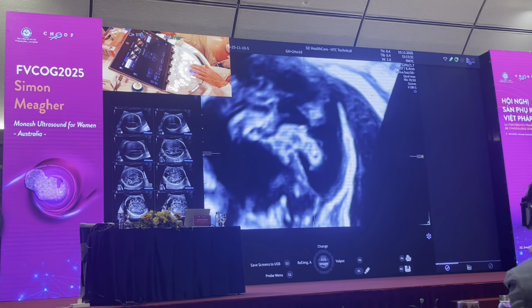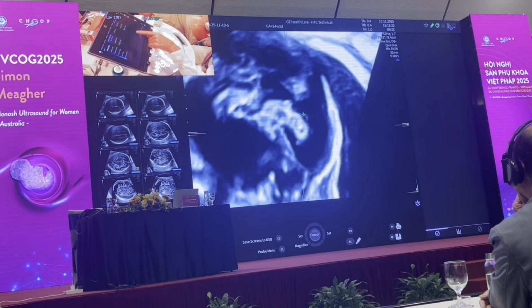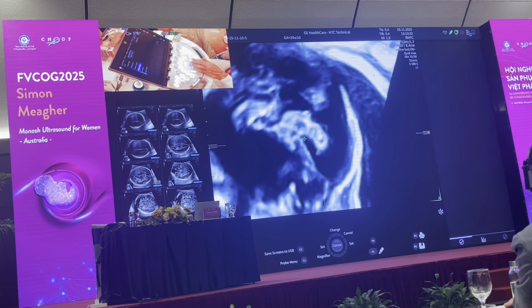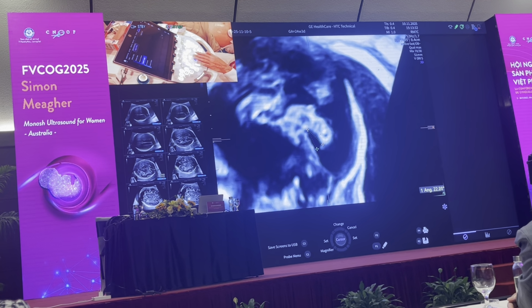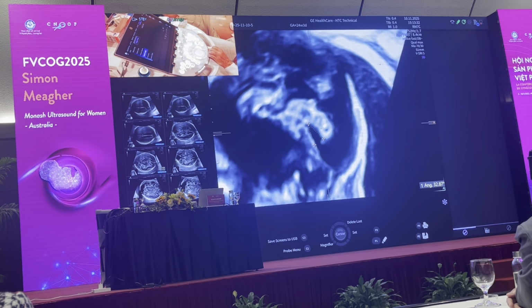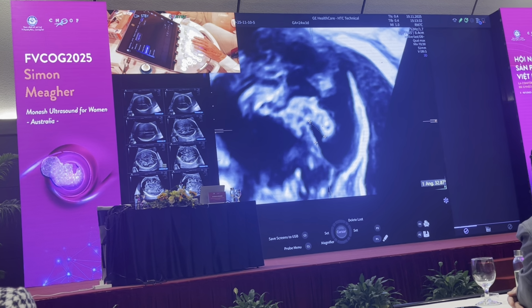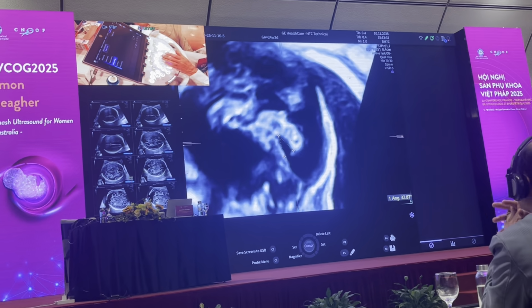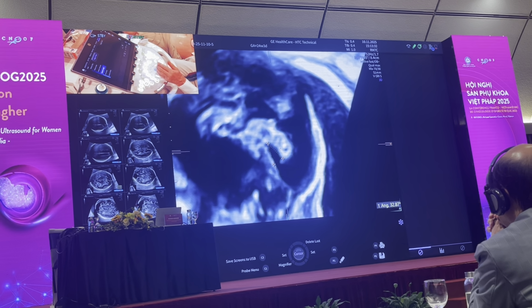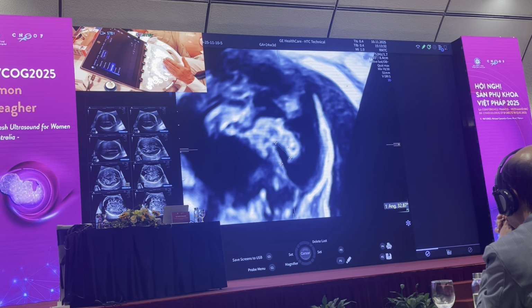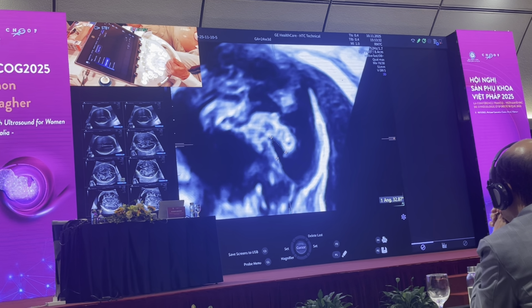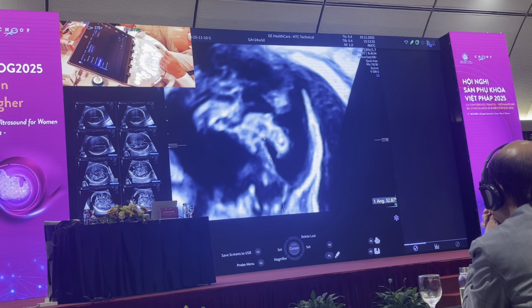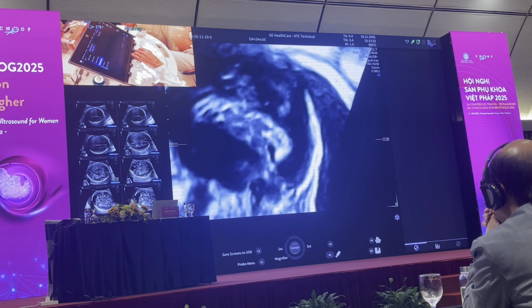As I clear this image, I can then measure the tegmento-vermian angle. And as I do so, I have an angle that's 32 degrees. An angle at 32 degrees is more in keeping with Blake's pouch than it is with Dandy-Walker. Up to 20, you accept it being normal. From 20 to 40 to 45, you accept it being Blake's. And then more than 40, you would consider it being Dandy-Walker.